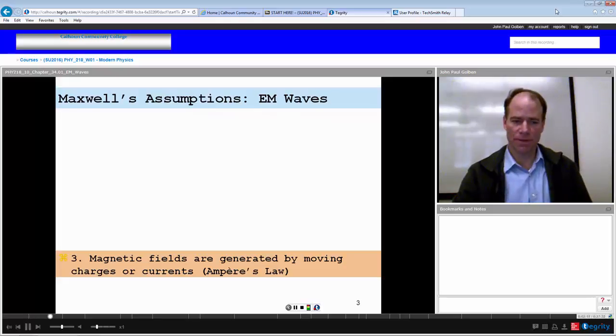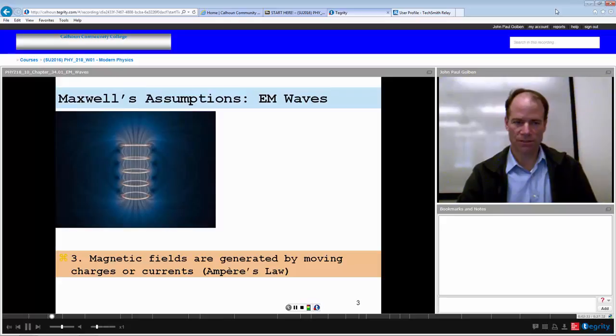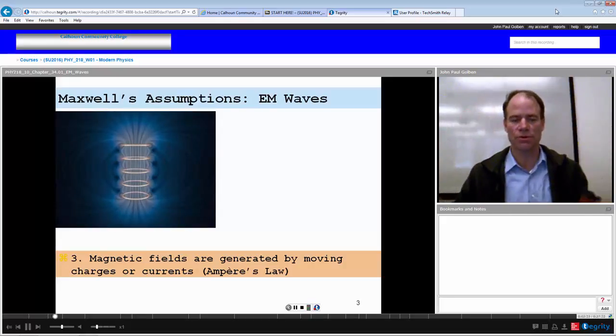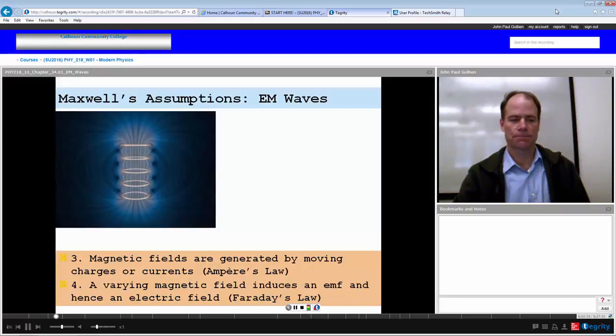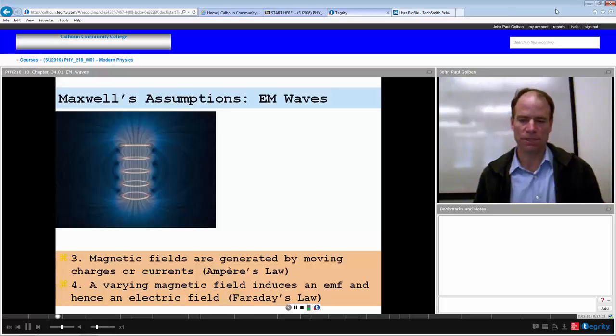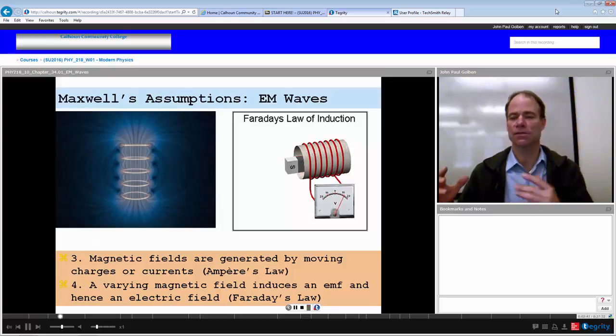Assumption number 3, magnetic fields are generated by moving charges or currents. Here I have a solenoid configuration with electric charges moving around in the loops, generating these magnetic fields that go through the solenoid and on the perimeter. And a varying magnetic field will induce an EMF voltage and hence an electric field by Faraday's law. So here we have a magnet going into a coil, and that's generating electricity, which can be shown as this voltage on this meter.